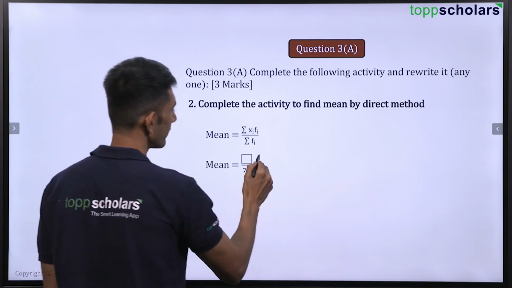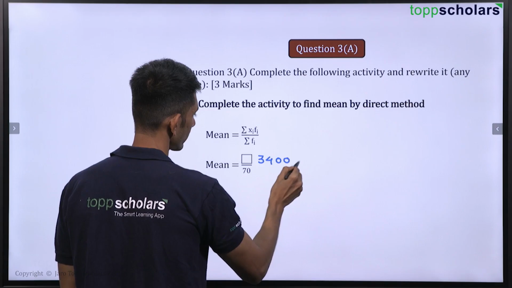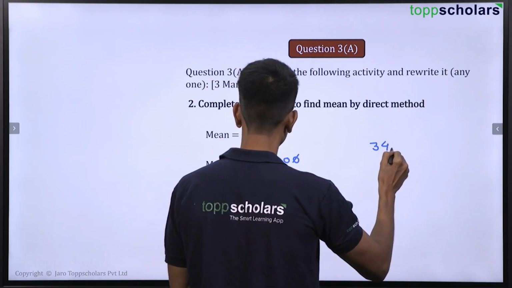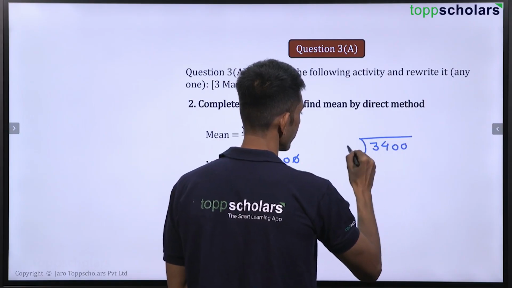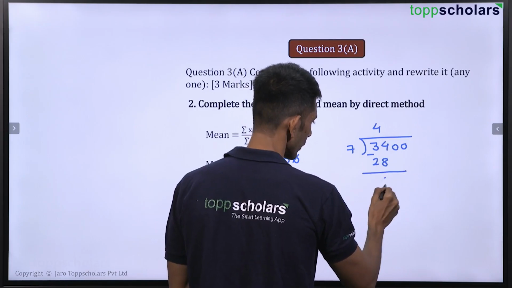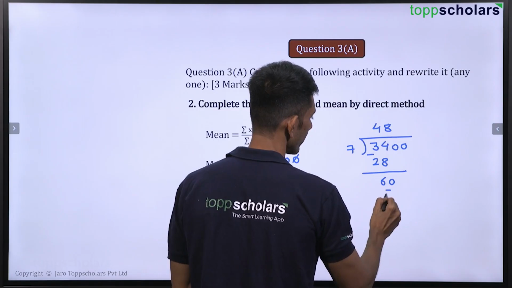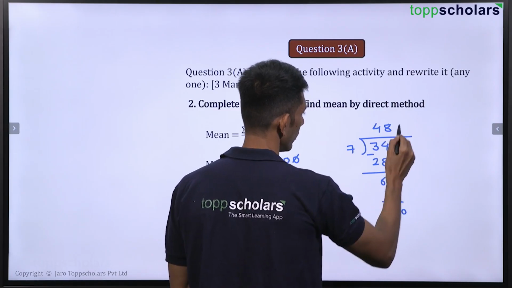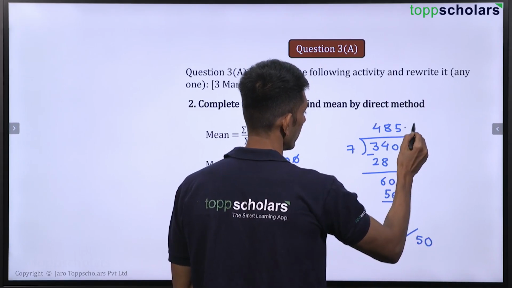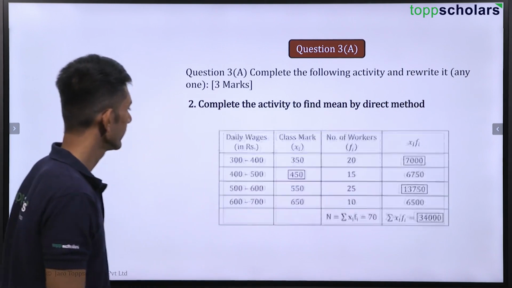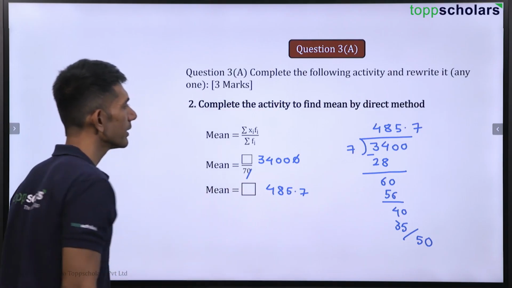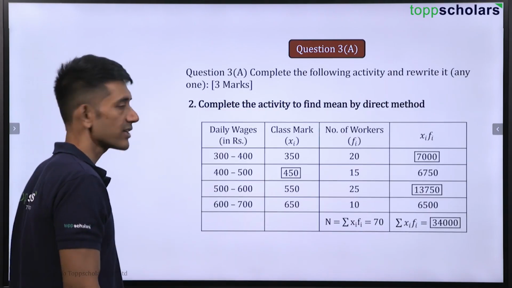Put the values. That is 34,000 divided by 70. You solve this further. So 3400 divided by 7. 7 4s are 28, 60. 7 8s are 56. 40. 7 5s are 35. 50 dot 7 7s are 49. Okay, so 485.7 is the mean. So yeah, let us check it once again.